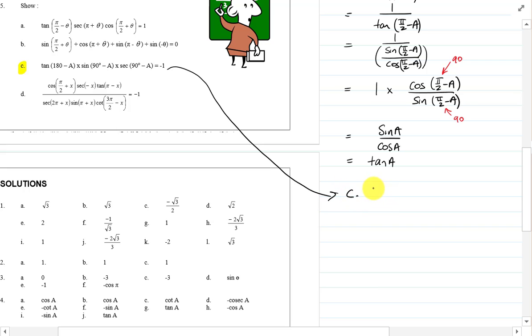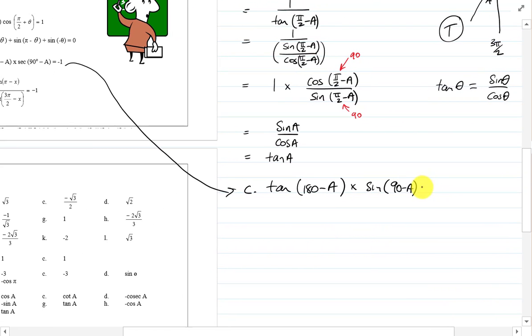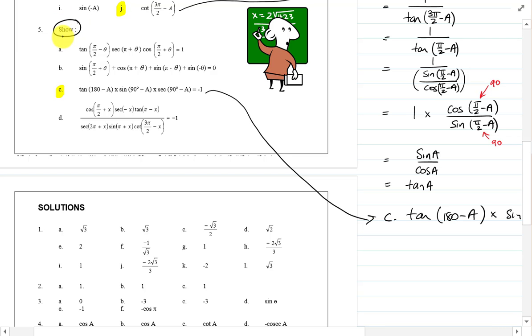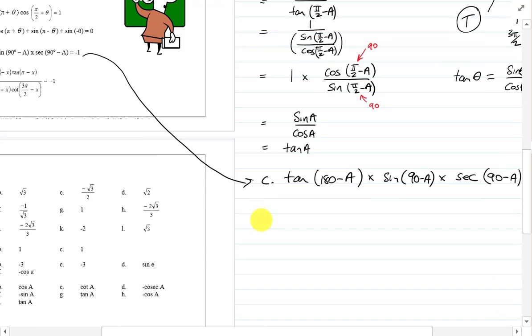C. Tan 180 minus a times sine of 90 minus a times sec of 90 minus a equals 1. And the question asks you to show that this is true. So we have to show this is true.